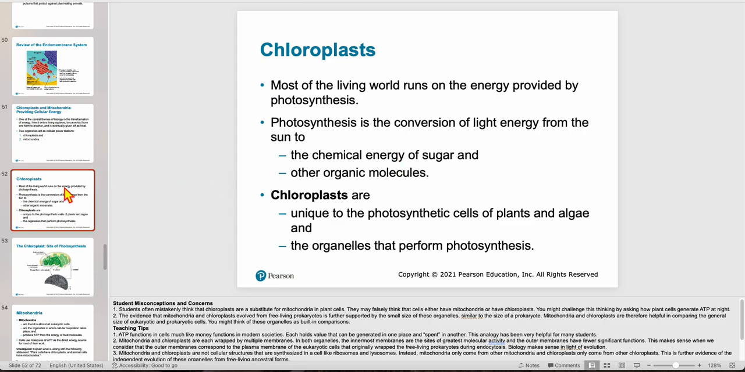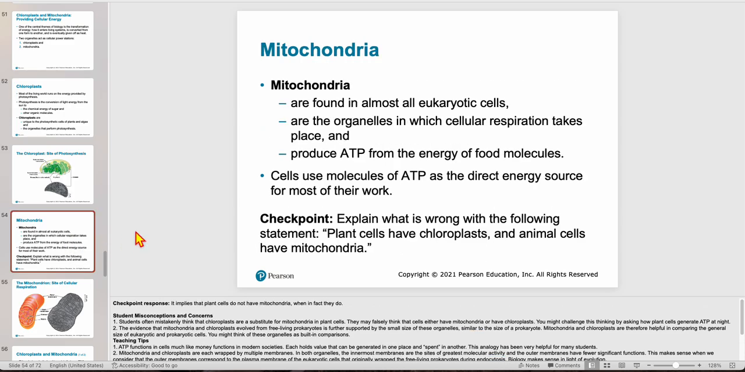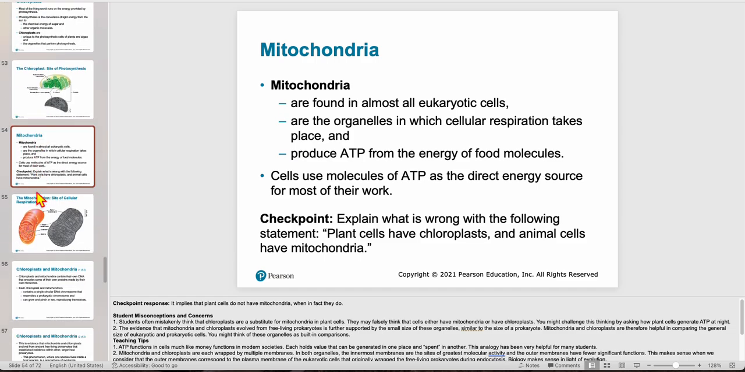Okay, so as you go through this, you'll see which ones are for plants and which ones are for animals, because you saw a picture with me earlier. And then the author resumes because mitochondria is found both in animals and plants.